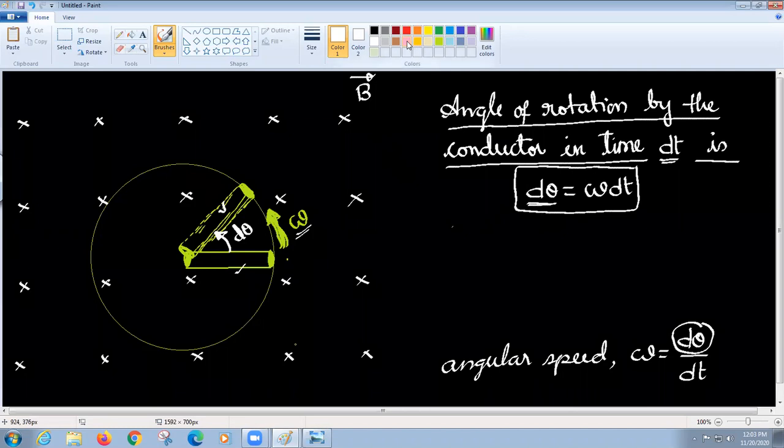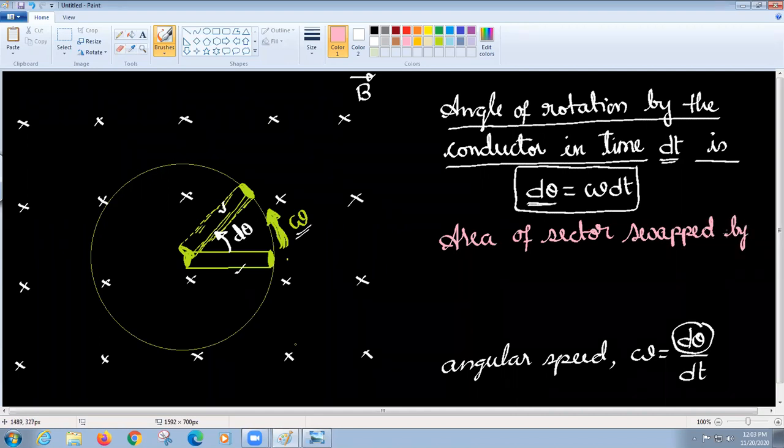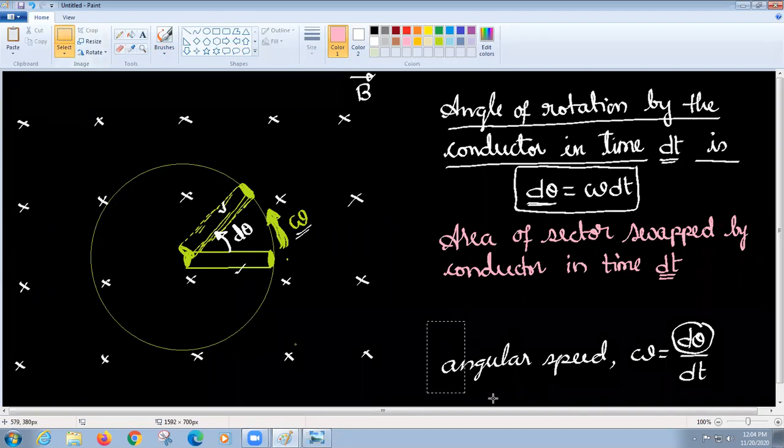Now with this clarity, you have to go with the area of the sector. Is it a sector now? Yes, obviously it's the area of a sector. We can write like this: area of the sector swept by the conductor in time dt is what? Sir, d theta r square by 2. Very good, it's correct. In place of r we have here l, so we will take l square by 2.